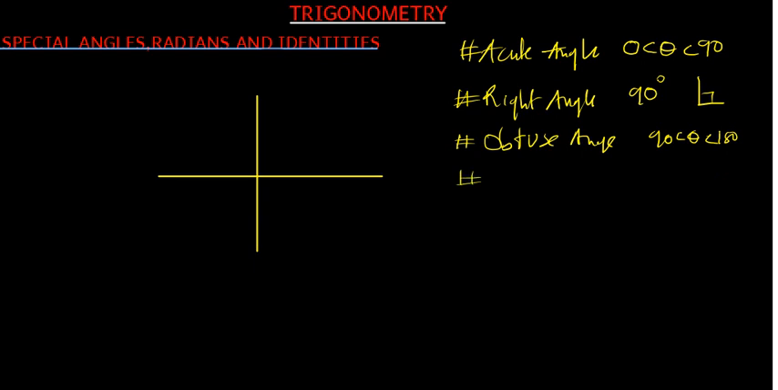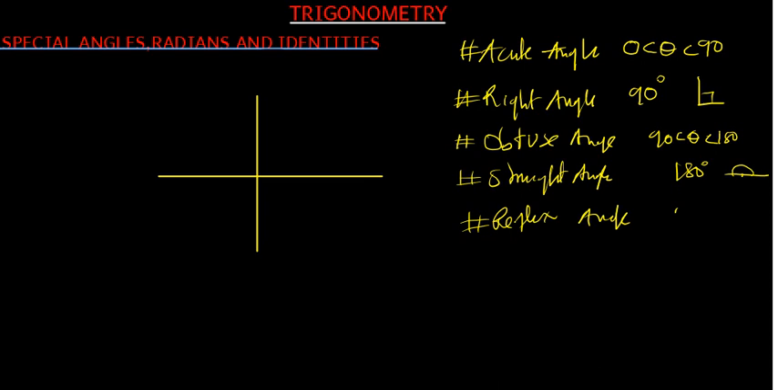So from that we have a straight line or a straight angle. So a straight angle is exactly 180 degrees. That's a straight line like that, which is exactly 180 degrees. From that, what we have now is a reflex angle.